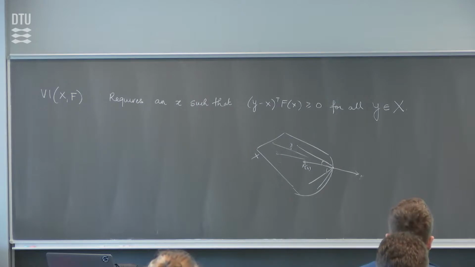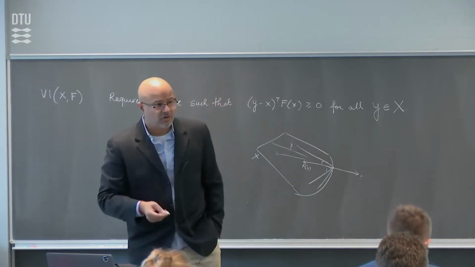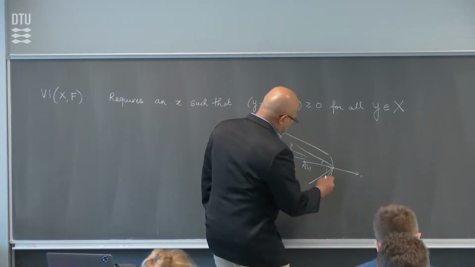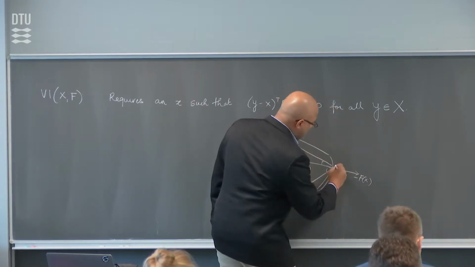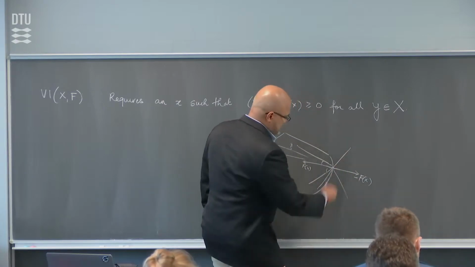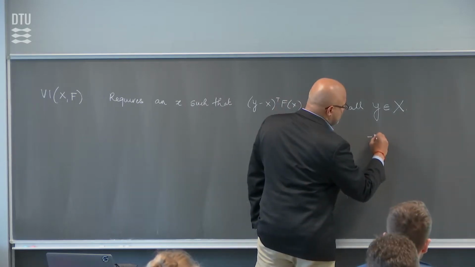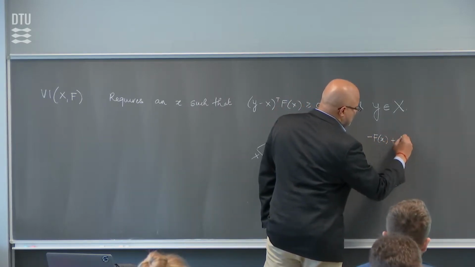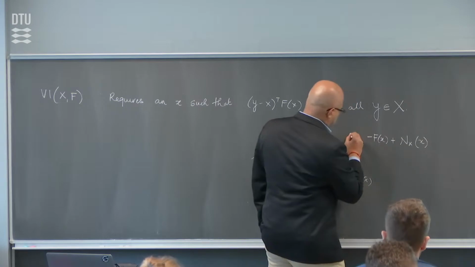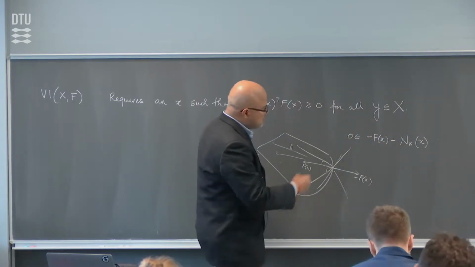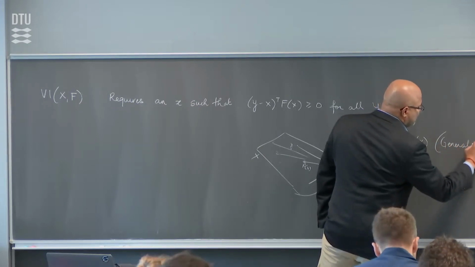The other way to look at this is using what we call the normal cone. Remember yesterday we talked about the normal cone? At this point you can construct a normal cone at X. The other way to look at this is that 0 lies in negative F of X plus the normal cone at X. This is often called a generalized equation, and this is an equivalent representation of a VI.